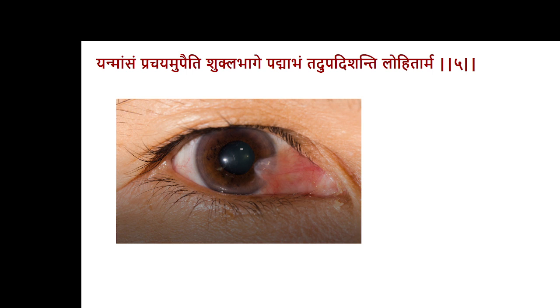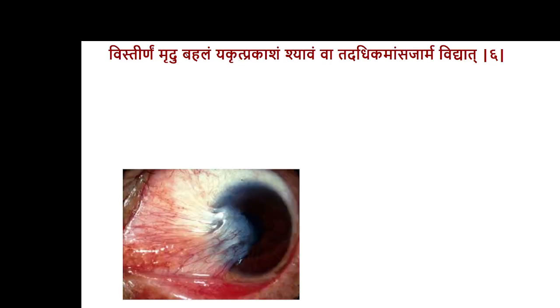Yanmamsam prachayam upaiti Shukla Bhage Pagbabham Tadupadishanti Lohitarma. When it is a fleshy mass seen over the Shukla Bhaga and looks like a lotus flower, that means a bright red fleshy appearance, something like grade 4. Such a lesion is called Lohitarma. And Vistirnam Mridu Bahulam Ekrat Prakasham Shavam Tadhikamams Armam Odanti. Adhimamsa Arma or Mamsa Arma is when it is very wide and thick, and the color could be red, suggestive of high vascularity, and that fleshy, very thick appearance is called the Mamsarma, Adhimamsarma as such.